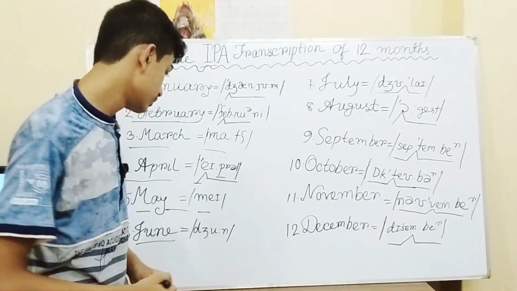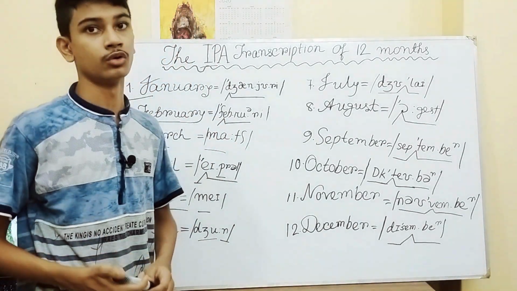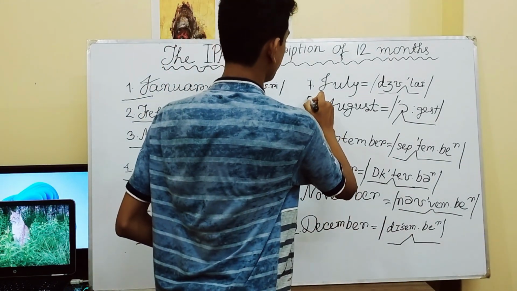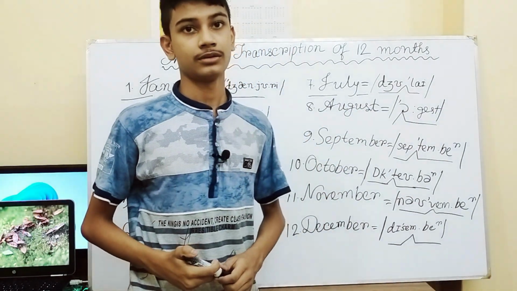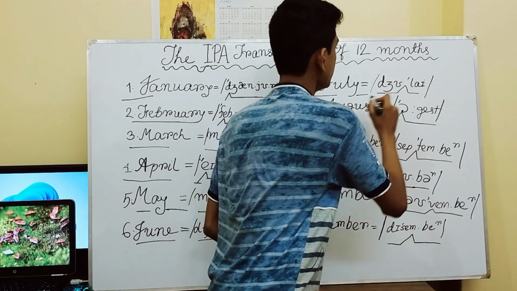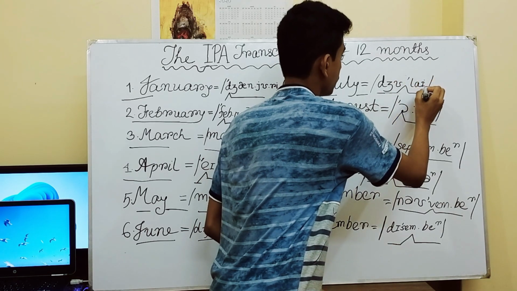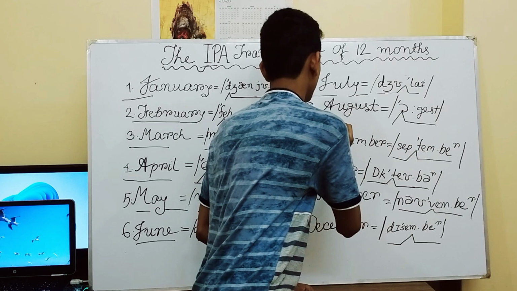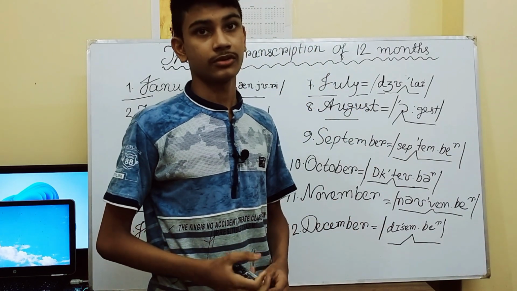June. Friends, the 7th month of the year is July. July. Here, the transcription is July and the stress on lie. Friends, after July, here you can see August.